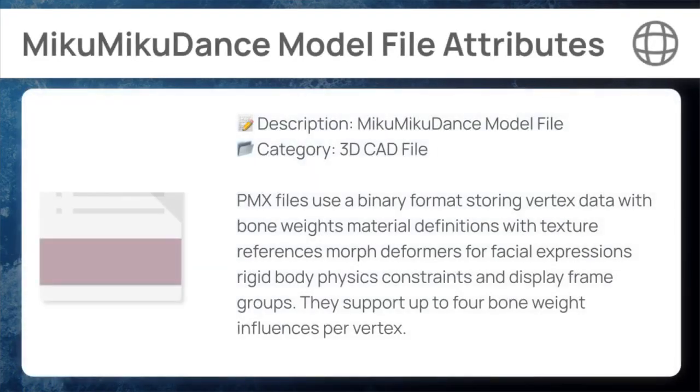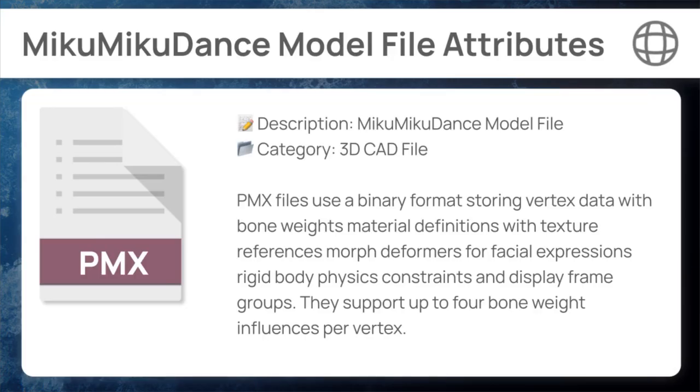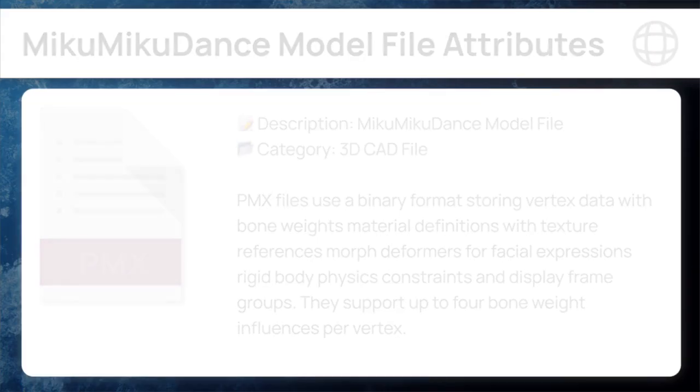PMX files use a binary format, storing vertex data with bone weights, material definitions with texture references, morph deformers for facial expressions, rigid body physics constraints, and display frame groups. They support up to 4 bone weight influences per vertex.